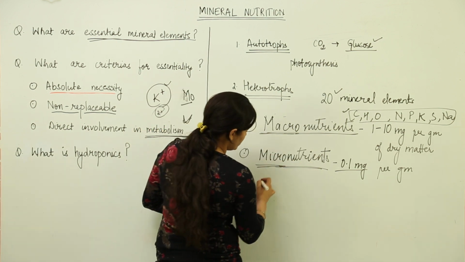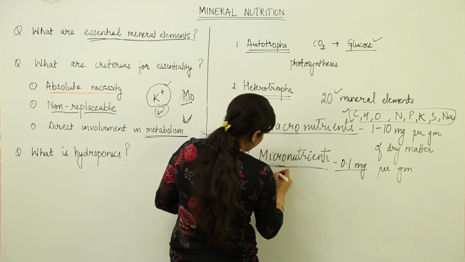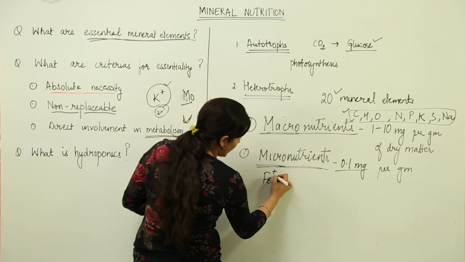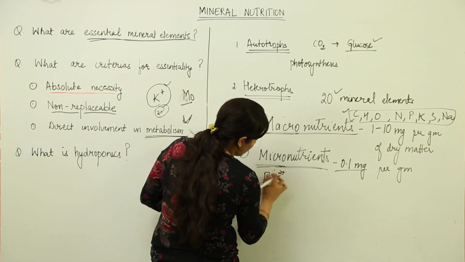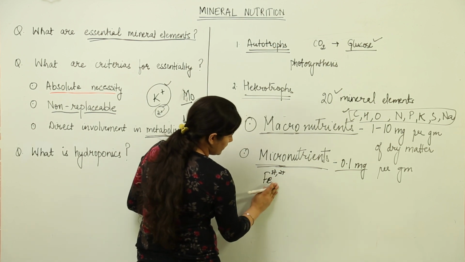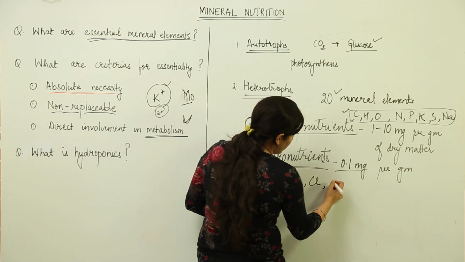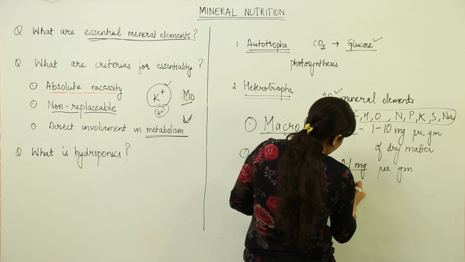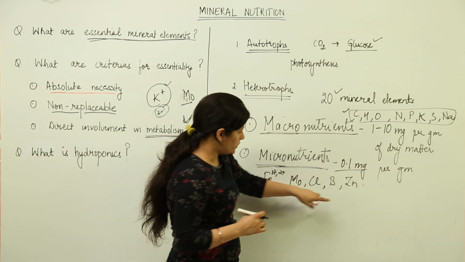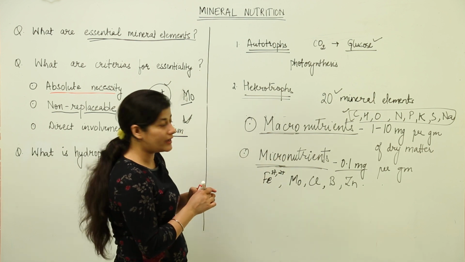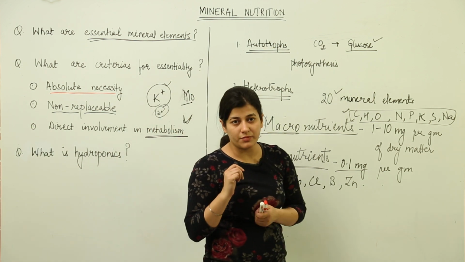In terms of micronutrients, we have, strangely, though its involvement is quite high, Fe2 positive and Fe3 positive, that is iron. Then we have molybdenum, then we have chlorine, then we have boron, zinc and many more. So in total we have 20 mineral elements which would be required by the plants, and they would be essential mineral elements.